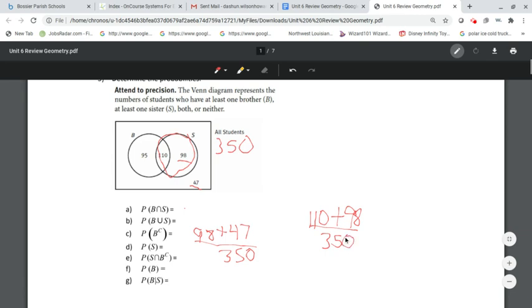All right, the next one is the probability of S or not B. Remember the C stands for not. So this is only S and not B. So only S will be here, which is 98. 110 wouldn't be included because that's part of B.